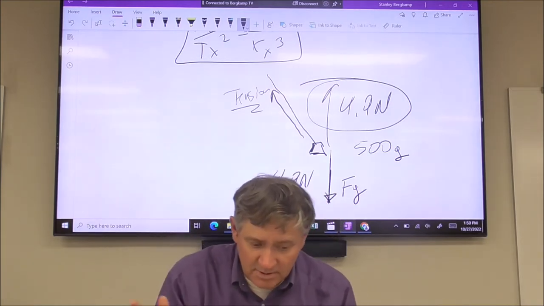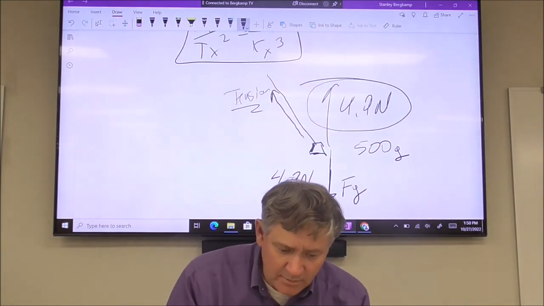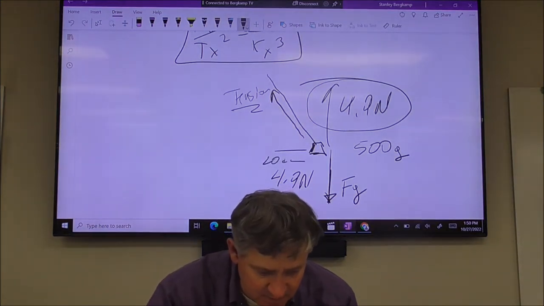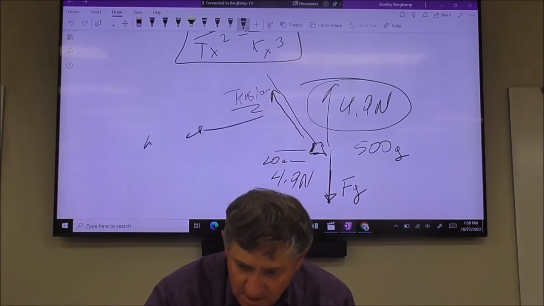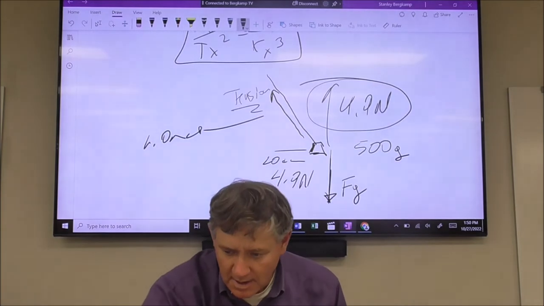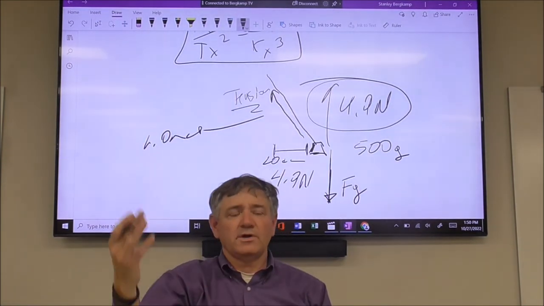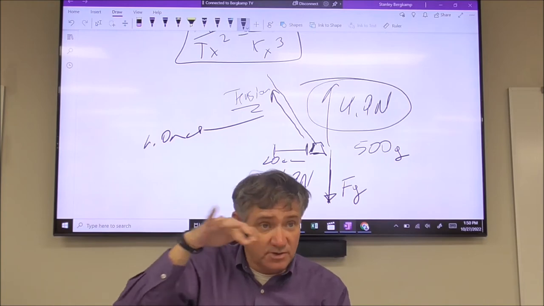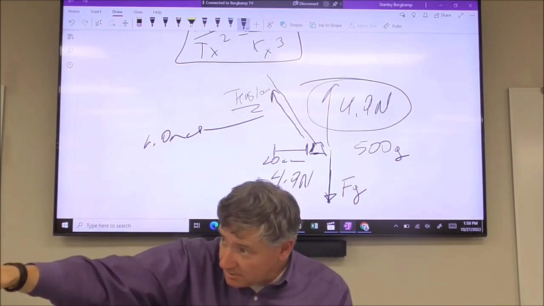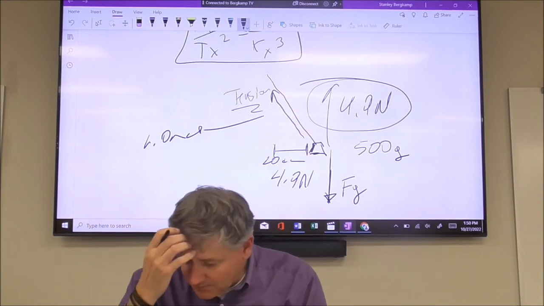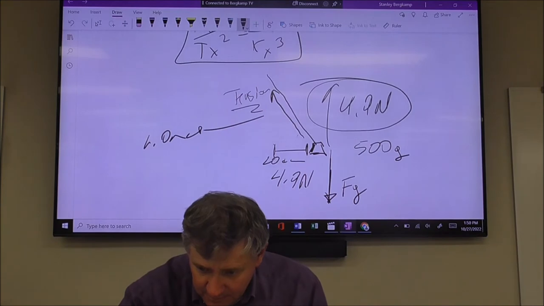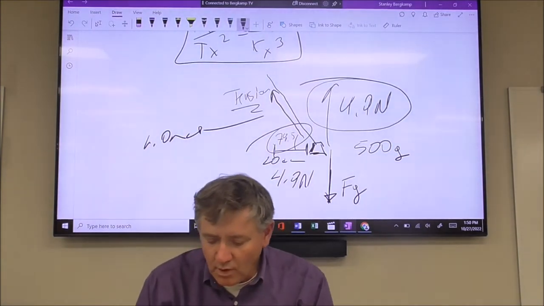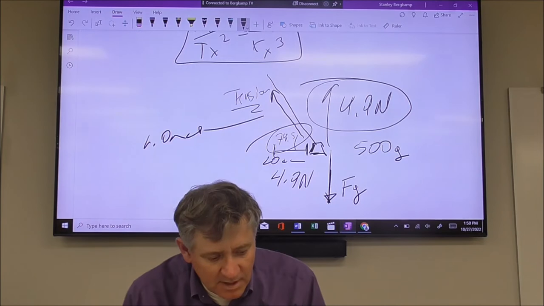They also tell you it's moving in a horizontal circle with a radius of 20 centimeters. So this is 20 centimeters, and the length of the string is 1 meter. Knowing that, what can you find? The angle, because you know two sides of the triangle: the hypotenuse and the side. Work that out and you get an angle of 78.5 degrees. What you ultimately want to find is the tension in the string.